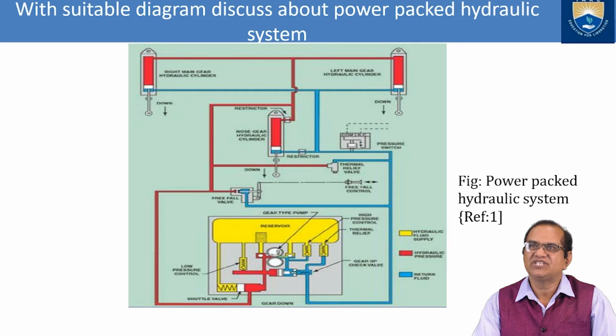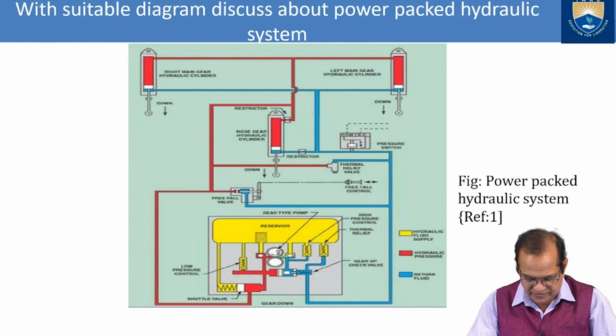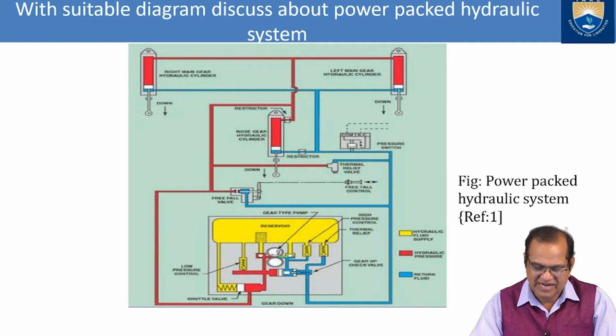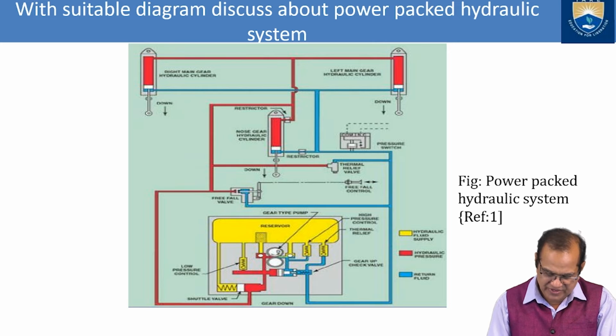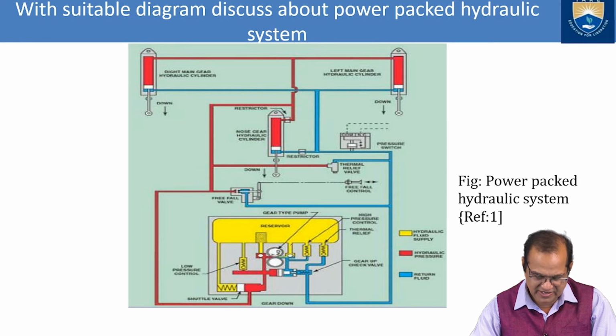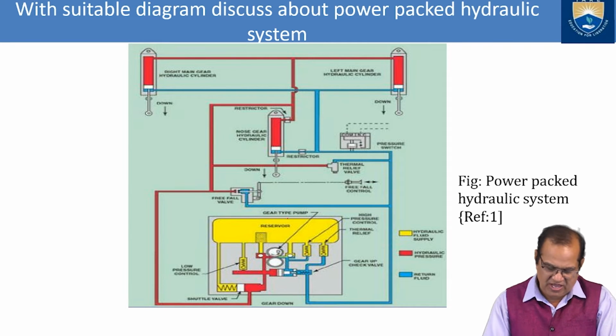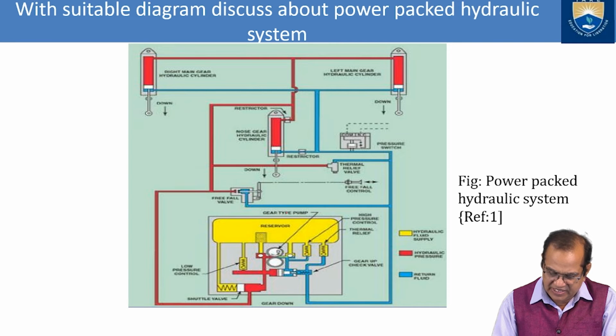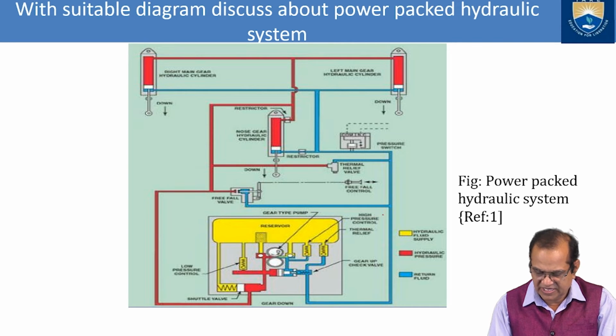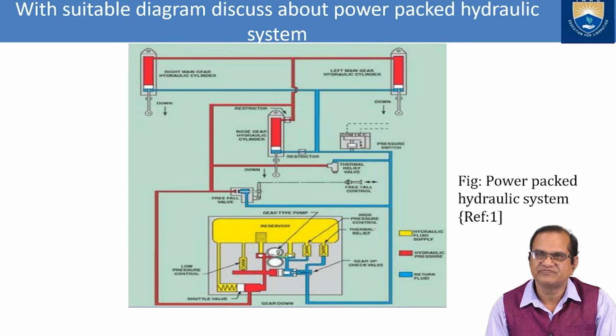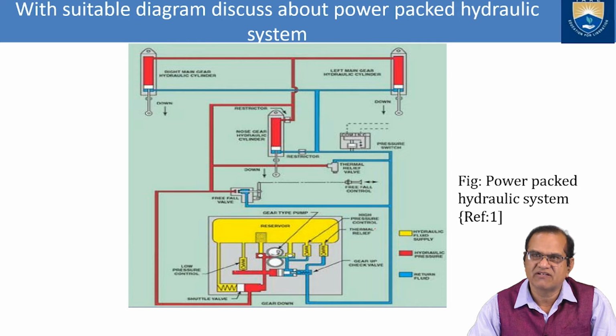With suitable diagram, discuss the power packed hydraulic system. So here I have shown one power packed hydraulic system which is taken from the reference. Here we have a reservoir. The reservoir is a tank from where the fluid is taken. From here it goes to the pump. Here we have the gear type of pump. Here we have the high pressure control valve. Here is a thermal relief valve. Here we have the low pressure control valve. Here we have the non-return valve or shuttle valve.